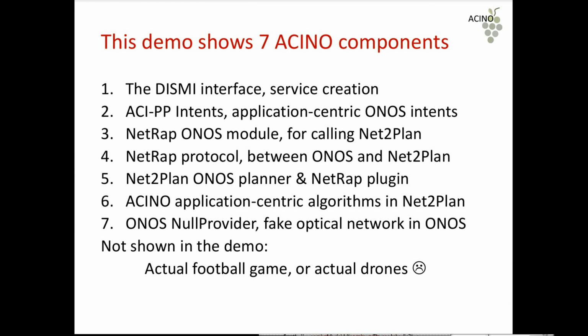What you will see uses 7 components that have been developed in Achino. First, the service creation using the DISME interface, the application-centric intents in ONOS, the NetWrap modules and protocol used to synchronize ONOS and Net2Plan, the ONOS Planner plugin for Net2Plan, the Achino application-centric provisioning algorithms in Net2Plan, and finally the extended ONOS null provider, which is capable of creating fake optical networks. We will, unfortunately, not have time for watching any football or piloting any drones.